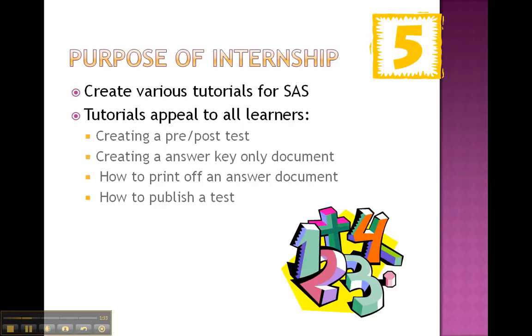The purpose of my internship is to create various tutorials for SAS, and I really hope they can appeal to all learners. I'm making handouts as well as video tutorials. And of course, the kinesthetic learners have to actually do these steps in order to actually learn it. So I'm killing three birds with one stone, basically.